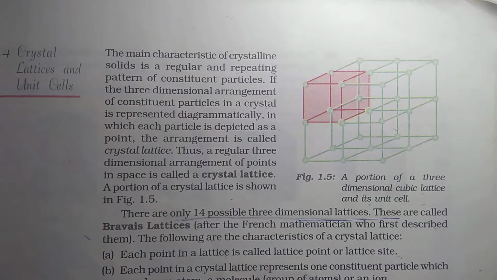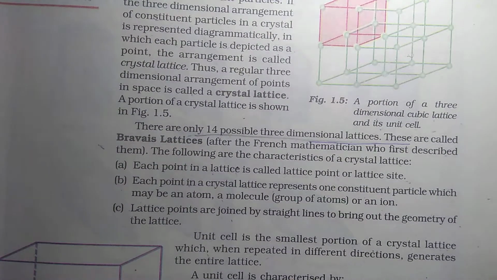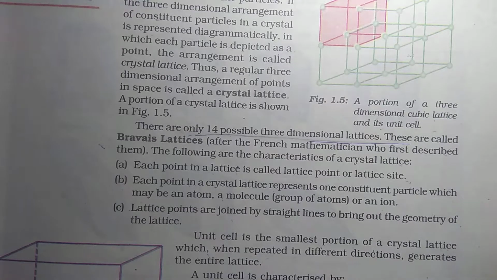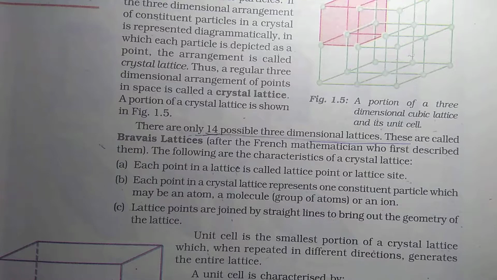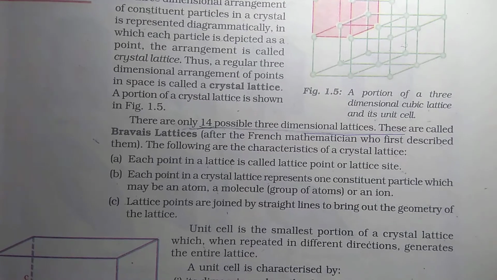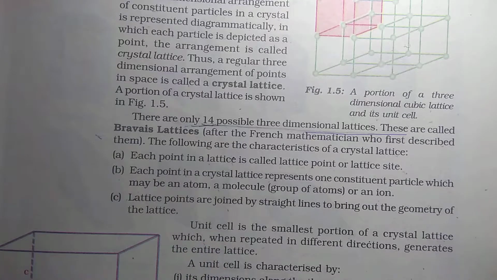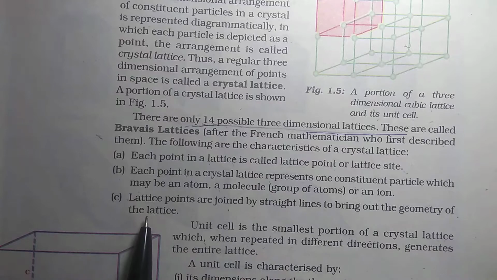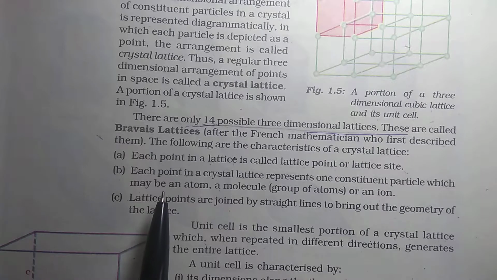Now, how many three-dimensional lattices are possible? There are 14 possible three-dimensional lattices. And what are they called? They are all called Bravais lattices. Okay? And what are the characteristics of a crystal lattice, if you see?